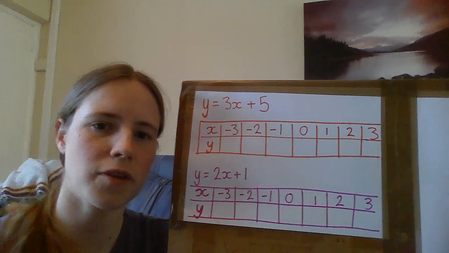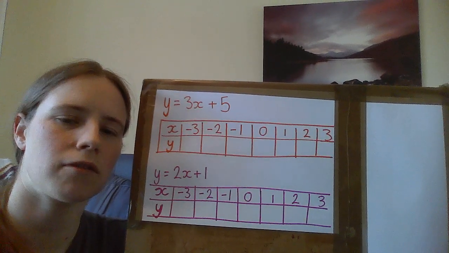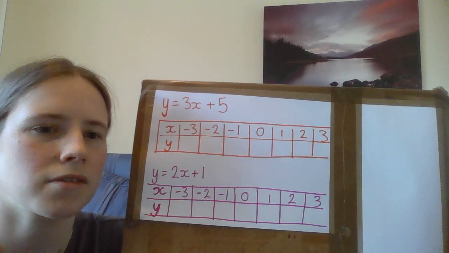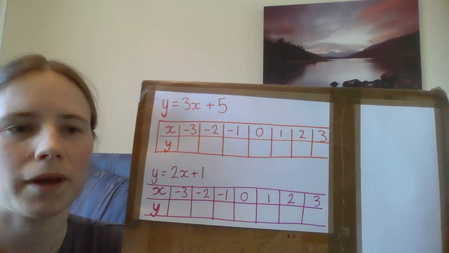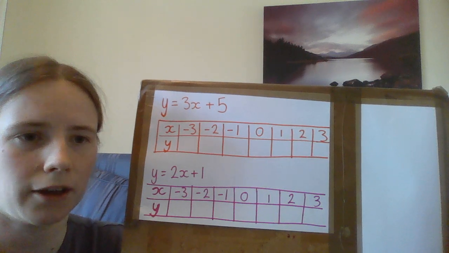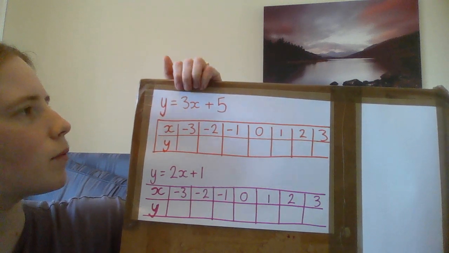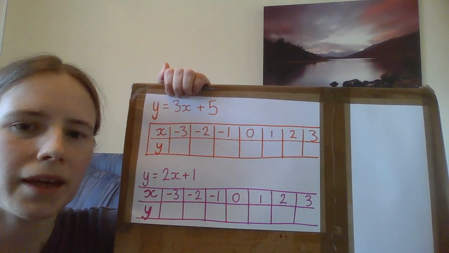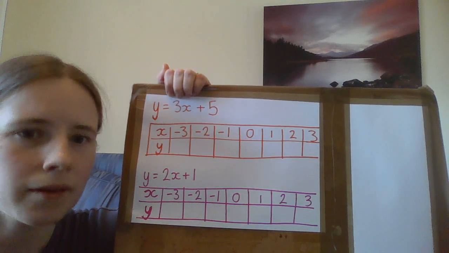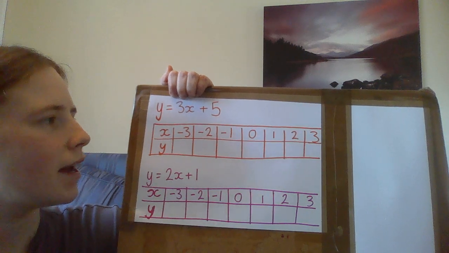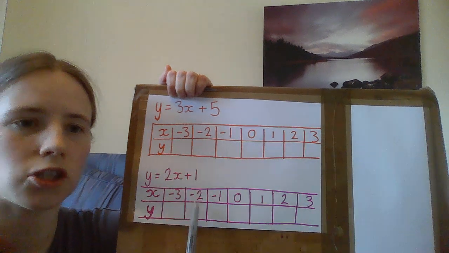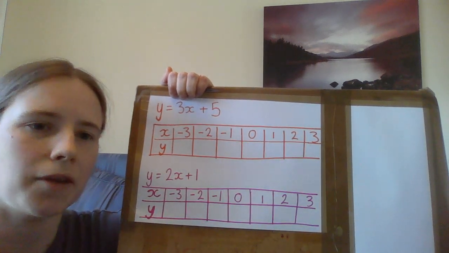Hello there guys, in this video I'm going to go through how to create a table of values that you can use to plot coordinates that follow rules for more complicated straight line graphs. So let's say we wanted to draw the straight line graph y equals 3x plus 5 by making a table first. What we're essentially going to do is take some x values, pop them into the equation by substituting and find out what the y value has to be.